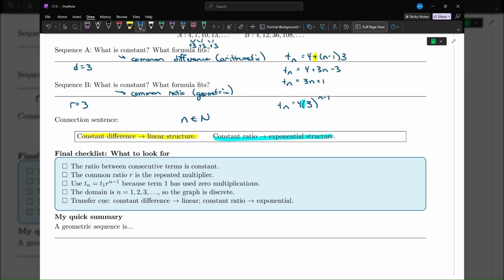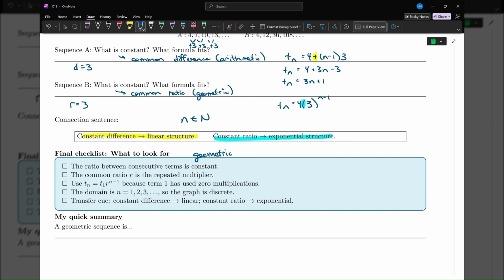For geometric sequences, it's repeated multiplication, so they're restricted exponential functions, right? So same thing, they're exponential functions with the particular rule that n, that input, the term number, has to be a natural number. So your final checklist, things you're looking for. To be geometric, the ratio between consecutive terms needs to be constant. Am I right? Just to be geometric. Put the reminder there. So to be geometric, that common ratio r is the repeated multiplier.